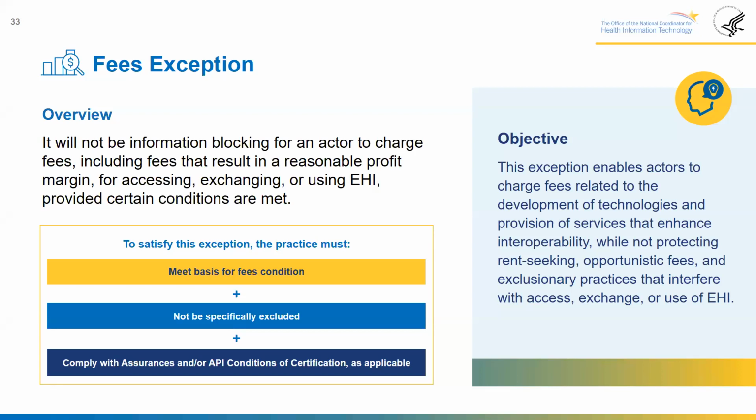And I just want to note, as Mike said earlier, that for purposes of the fees exception, we define electronic access in this exception. I also want to note another excluded fee would be a fee to perform an export of EHI via the capability of Health IT certified at 173.15b10, the export criterion. And last, to satisfy this exception, as you can see on the very bottom of your screen in the dark blue box, an actor must comply with the assurances and or the API condition of certification as applicable. All right, so next slide, please.